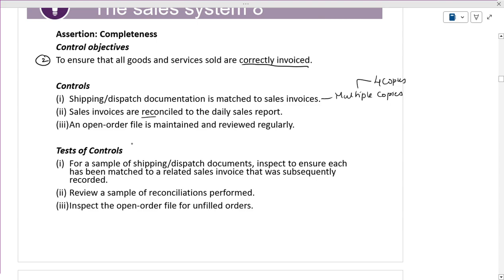Again there is a reconciliation. The teller of the bank will have a daily sales report. It has to be matched. How much sales has happened? How much is the cash sales and how much is the credit sales? How much is the sales with respect to debit card? A complete report you have to submit. For every staff, it will take minimum 30 minutes to submit the daily report. An open order file is maintained and reviewed regularly.